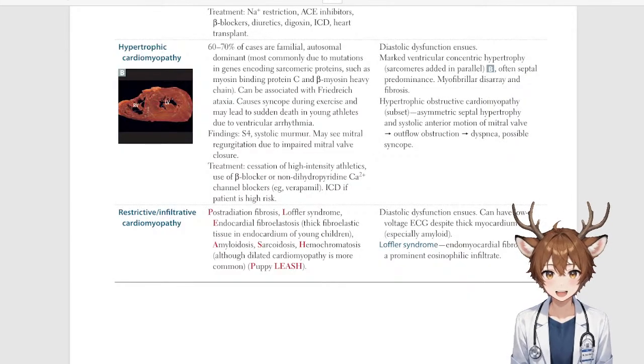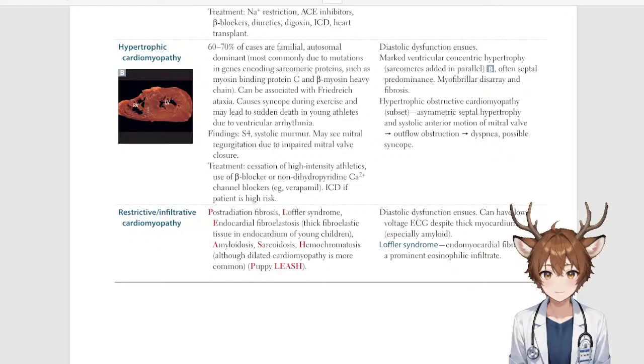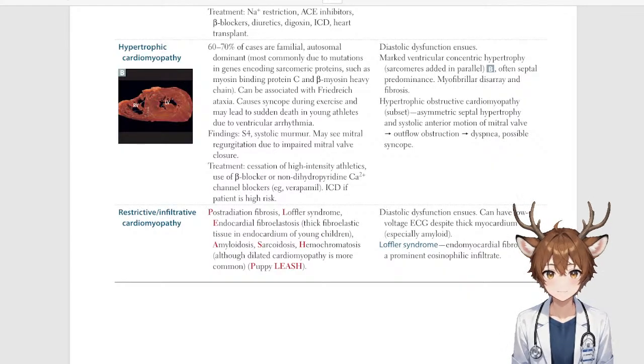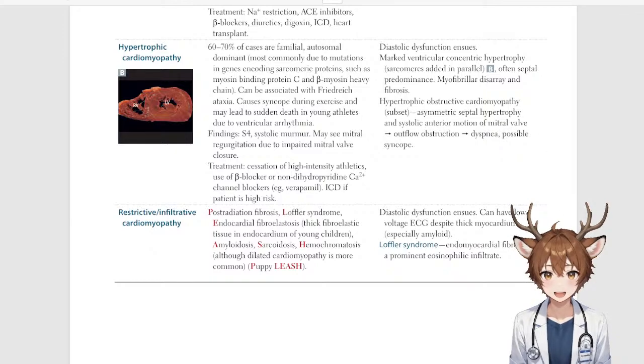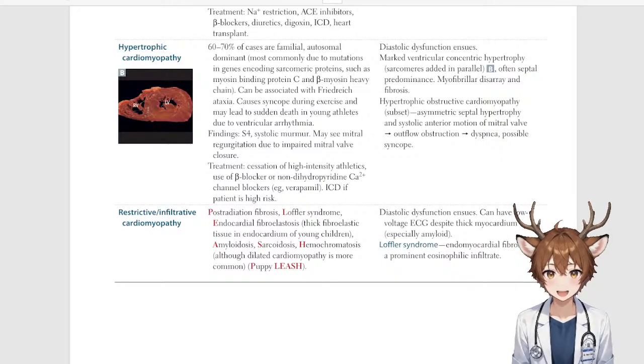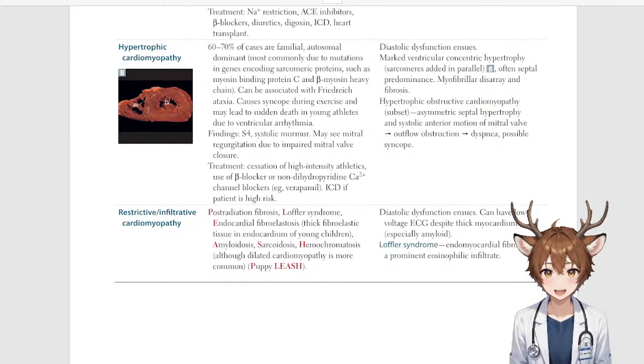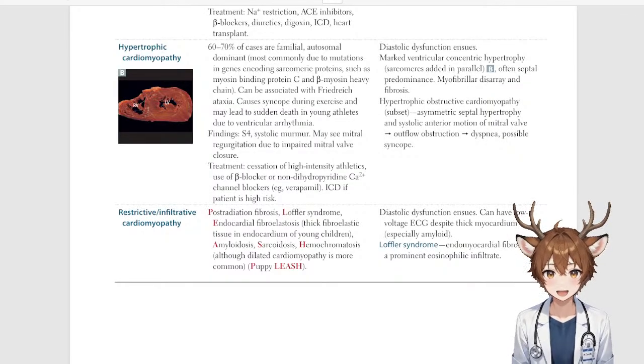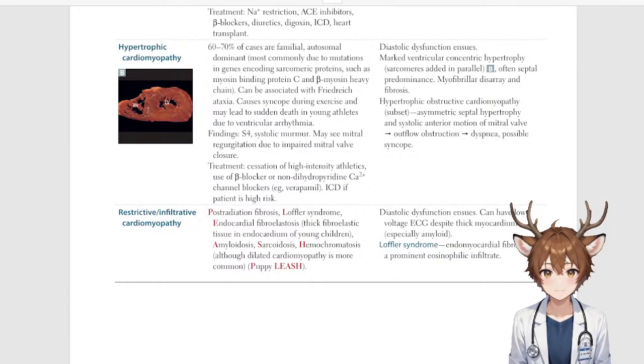Treatment would be beta blockers or non-dihydropyridine calcium channel blockers like verapamil. Diltiazem would be the other one that we think of. And in some cases, cessation of high intensity athletics. ICD if high risk. Avoid drugs that decrease preload, for example diuretics or vasodilators.